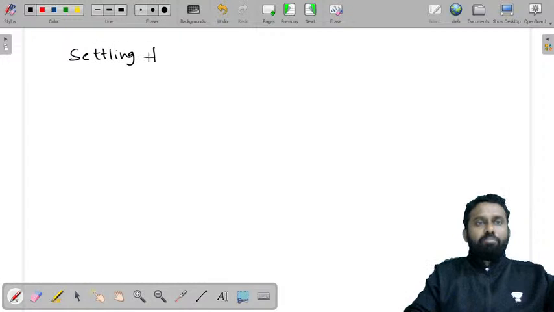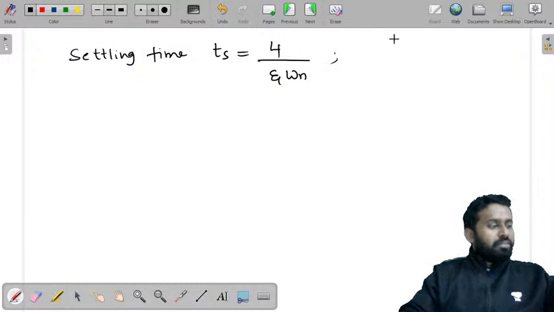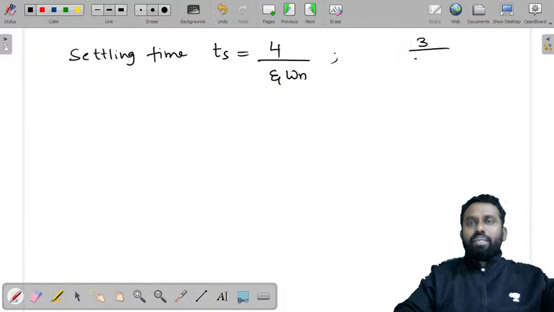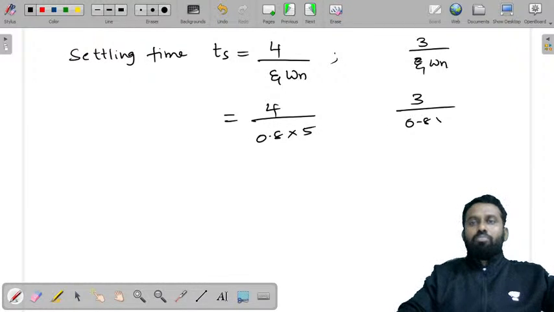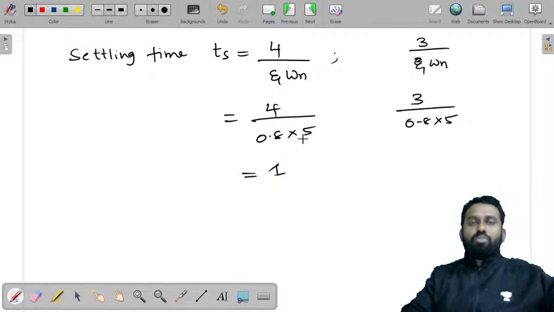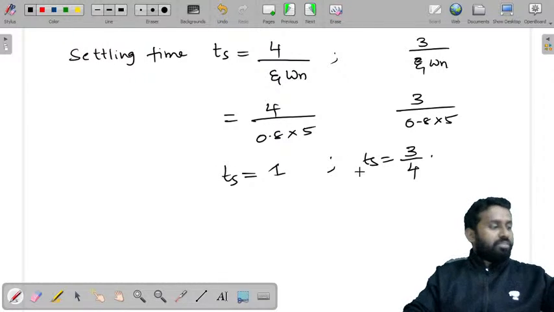Settling time Ts is equal to, let's say, 4 by zeta omega n, or you can also find 3 by zeta omega n. Let's try to find both. 4 by 0.8 into 5 and 3 by 0.8 into 5. So 0.8 into 5 is 4, so this is 1, and this is 3 by 4. So this is the settling time for 2% and this is the settling time for 5%.